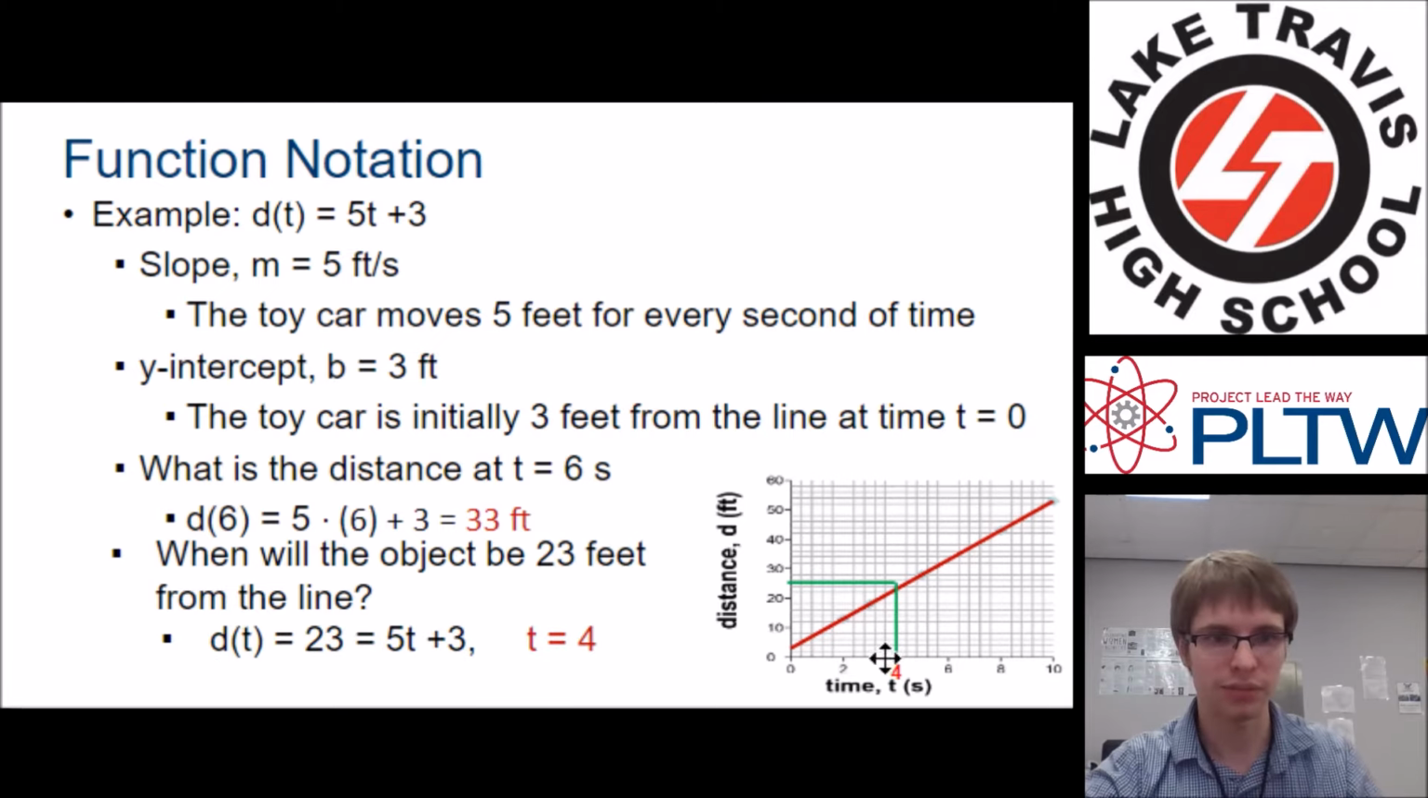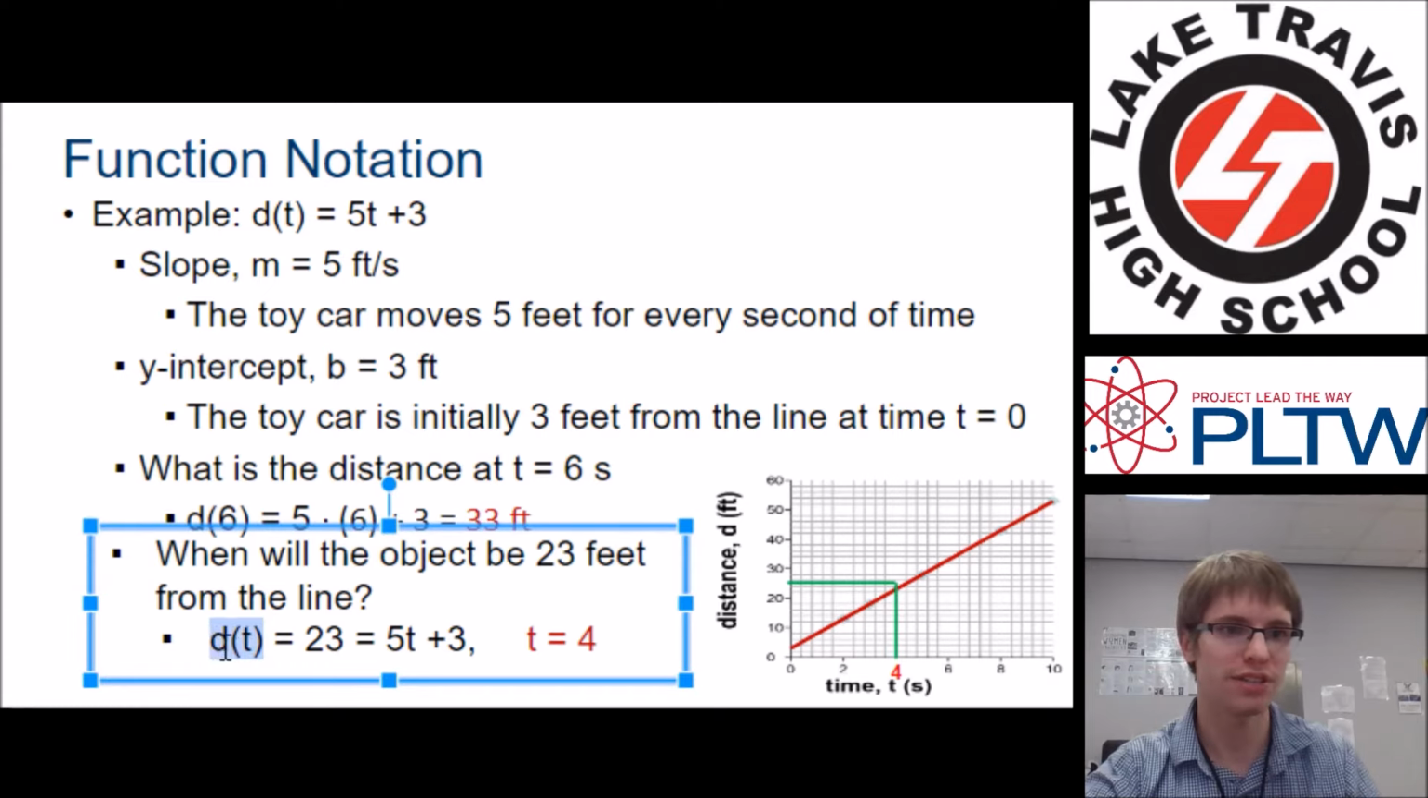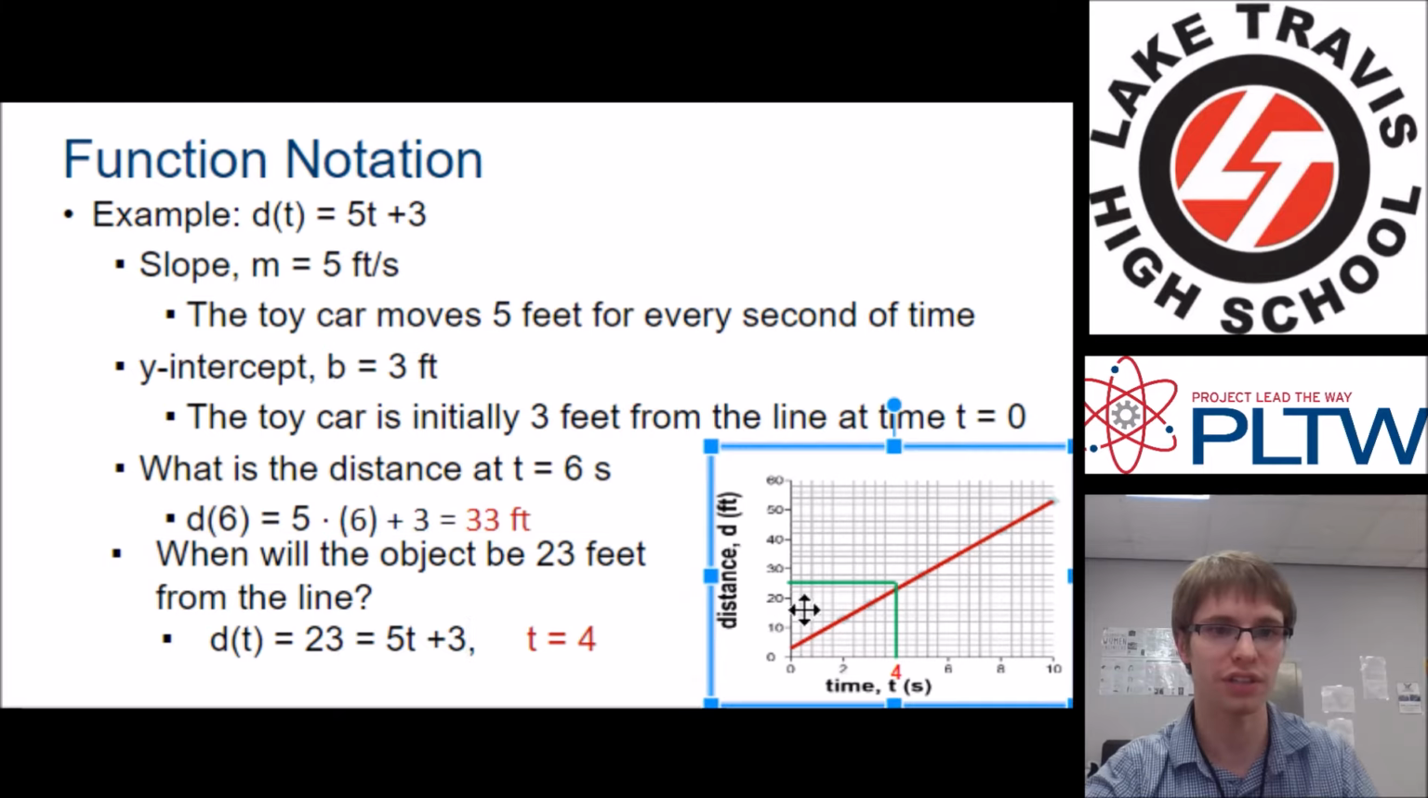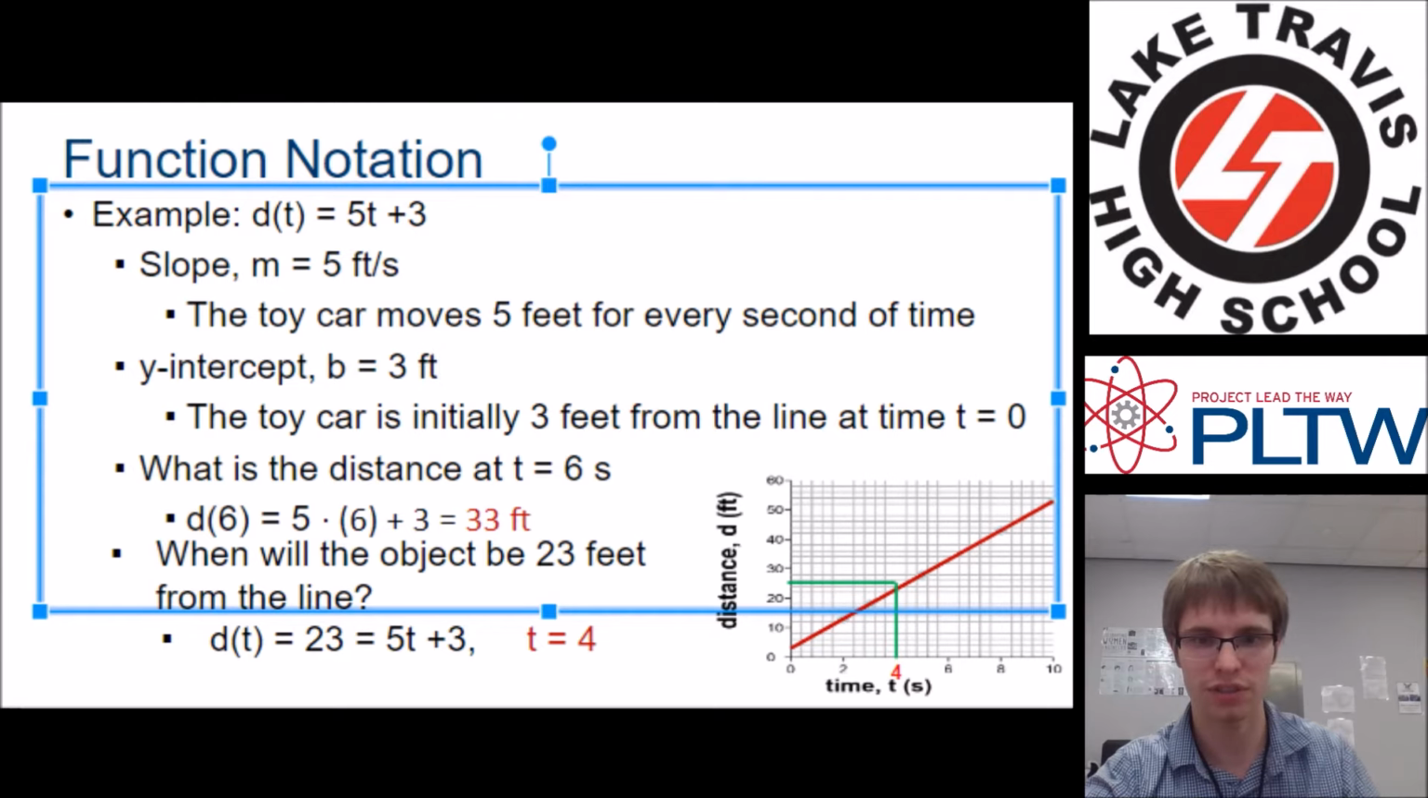If you look at 23 feet on the distance, you can substitute in 23 for the distance. That whole thing, d of t, becomes 23 in this equation. And then you can use algebra to solve this equation. 23 minus 3 is 20, divided by 5 is 4, so t would equal 4. You can do that graphically too. 23 here, go to your curve, go down, and you'll hit 4. All right, a couple of different ways to solve something like that.